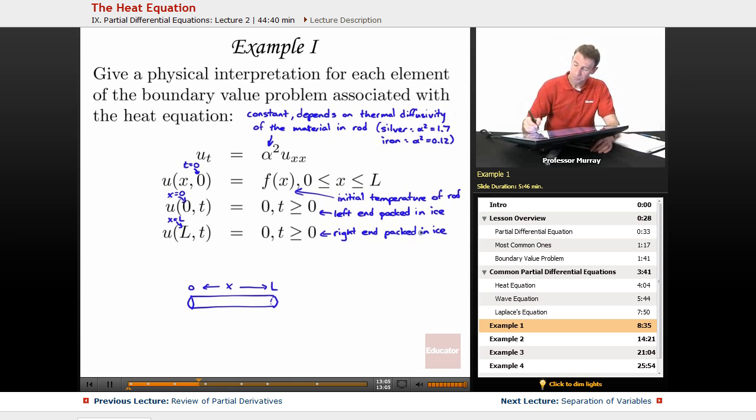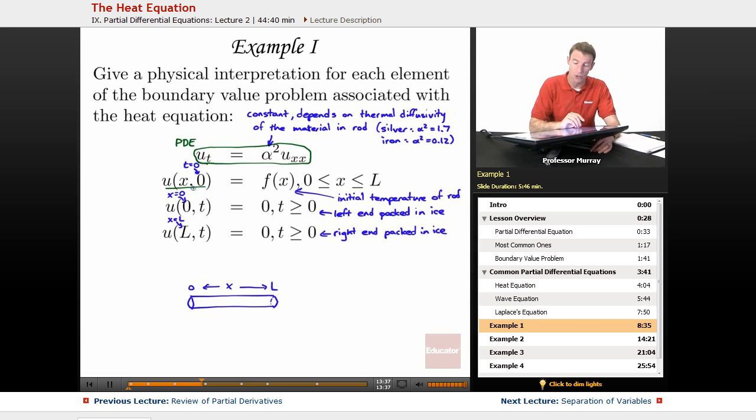So let me recap there. What we said was u_t is equal to alpha squared u_xx. That's the partial differential equation, and the only thing that ever changes there is the alpha squared, and even that never changes very much because that's always a constant. It just depends on the material that your rod is made out of. The u of x,0 means you plugged in t is equal to 0, so you're looking at the initial temperature of the rod.